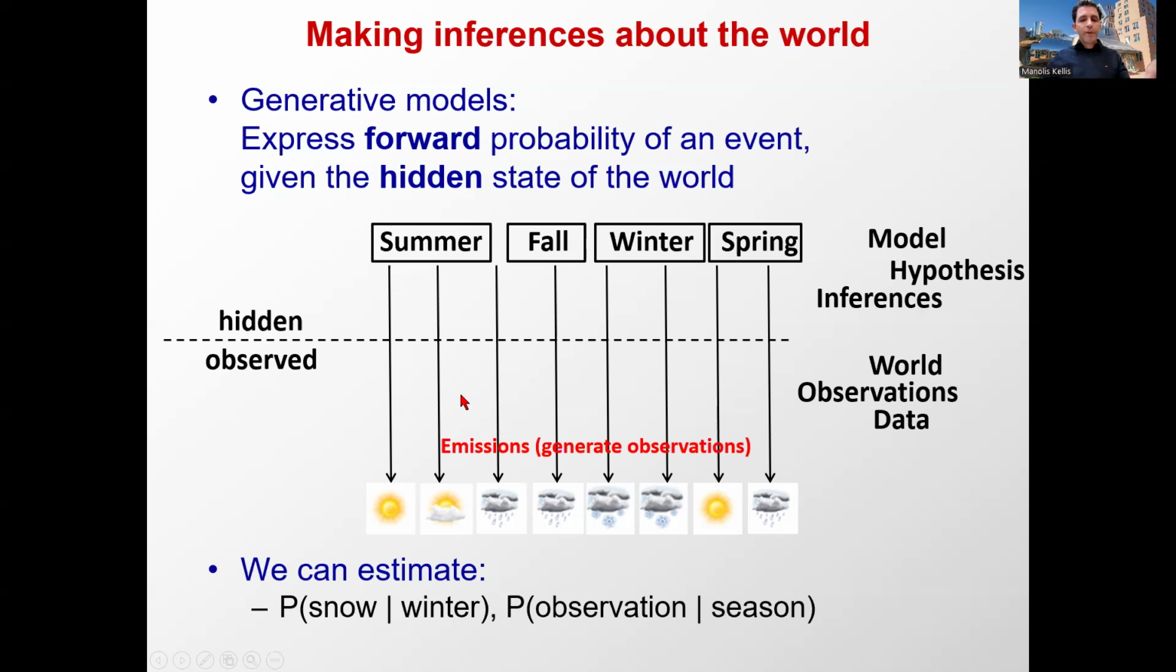Great. So very often it's going to be easy to express the forward probability of an event. That basically says when it's winter, there's a 60% chance of snow. When it's summer, there's a 60% chance of sun. Okay? So these are the forward probabilities. And this is typically the way that we express systems. Why? Because they're easy to measure.